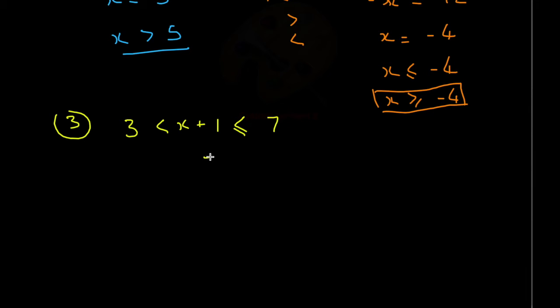So let's subtract 1 from here, and we need to do this here as well as here. So we're left with 3 minus 1, which is 2, is less than x on its own, which is less than or equal to 7 minus 1, which is 6. So this is our final answer.